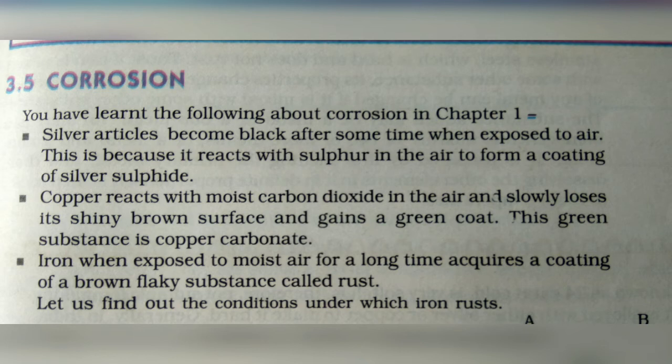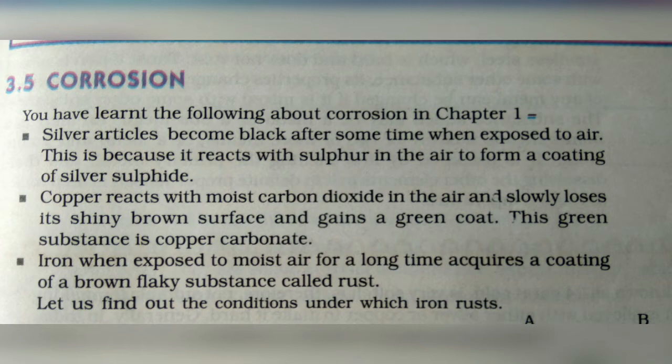So let us start with the topic corrosion. Dear students, we are able to see that metals can tarnish on the upper layer, which is known as corrosion. Silver articles become black after some time when exposed to air. This is because it reacts with sulfur in the air to form a coating of silver sulfide.